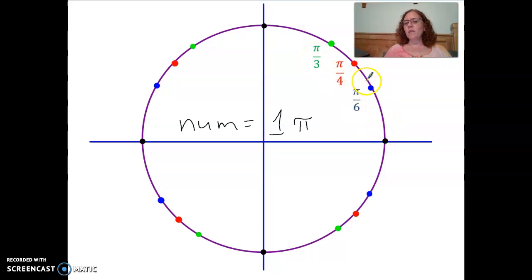Now, there are infinitely many radian angles moving across here. I'm not saying this is true of every radian angle in the first quadrant. I'm saying this is true of the ones that we are going to focus on in the first quadrant. So I'm going to have 1 pi as my numerator for all of these.